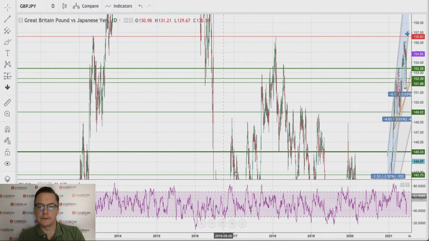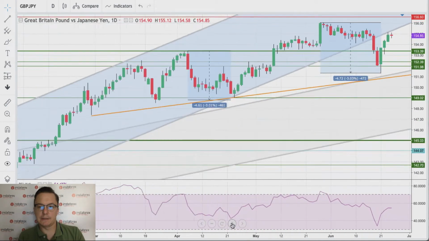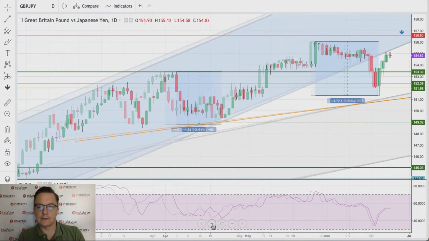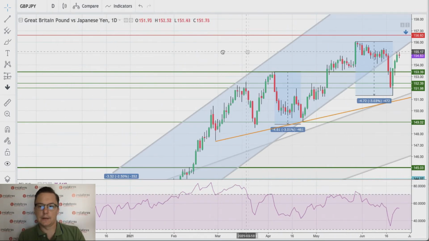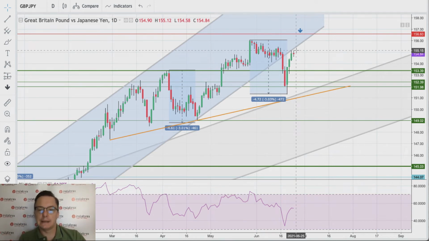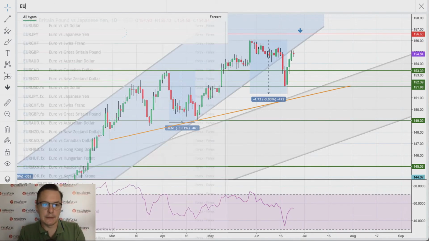So the British pound will be very expensive if it gets there, of course. The most expensive in 2 years. So the uptrend is intact, corrections are the same, the momentum is above the 50, up we go in the British pound to Japanese yen.